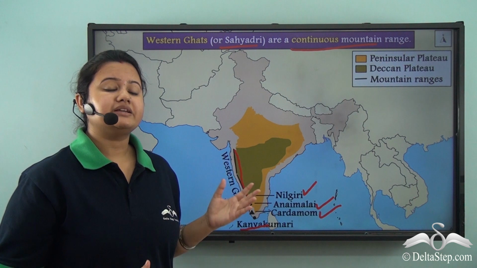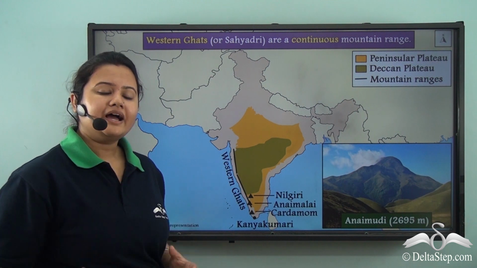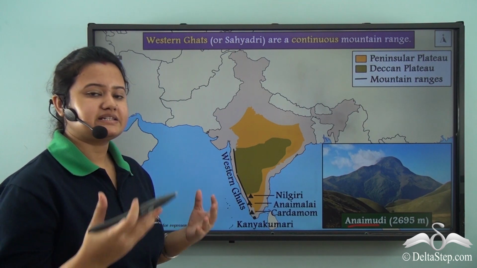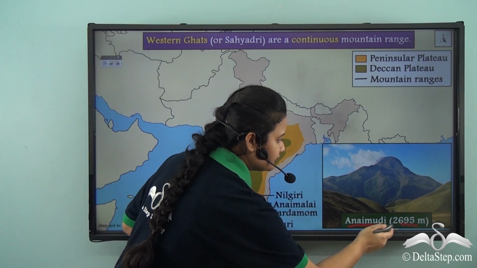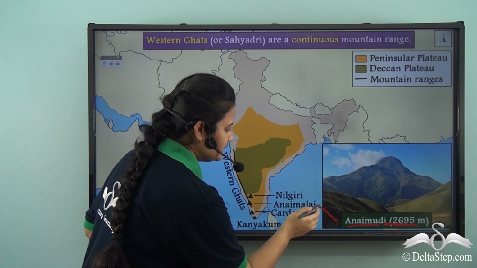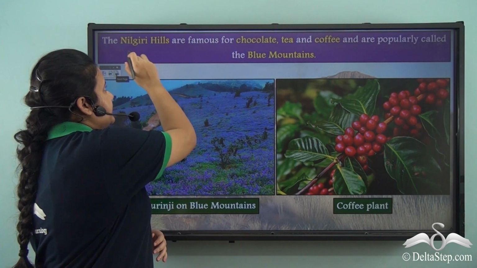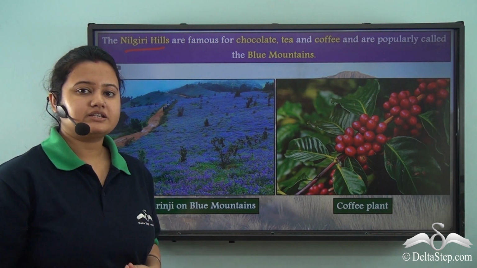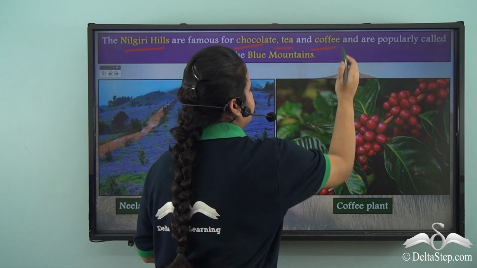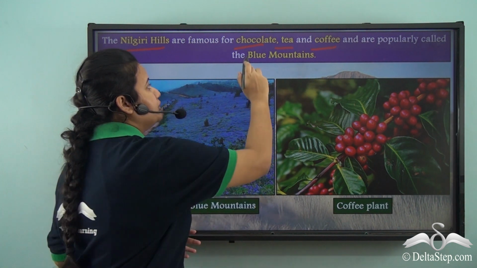Now, can you name the highest mountain peak of Western Ghats? Well, the highest peak of Western Ghats is Anaimudi, that is situated at an elevation of 2695 meters, and Anaimudi belongs to Anaimalai Hills. Now, the Nilgiri Hills that belong to the Western Ghats are famous for chocolate and beverages like tea and coffee. Well, Nilgiri Hills are also popularly known as Blue Mountains.